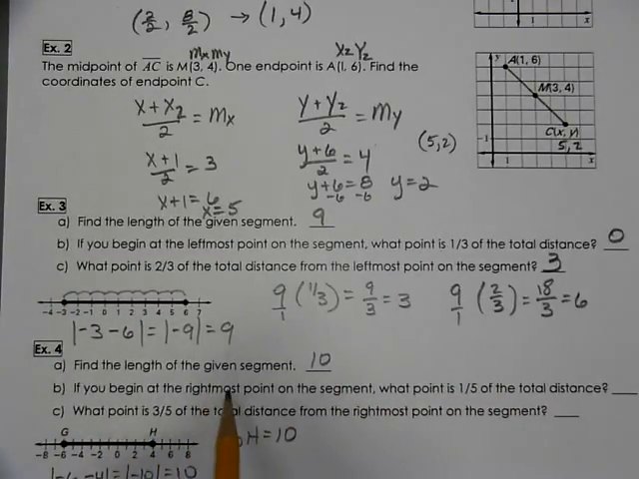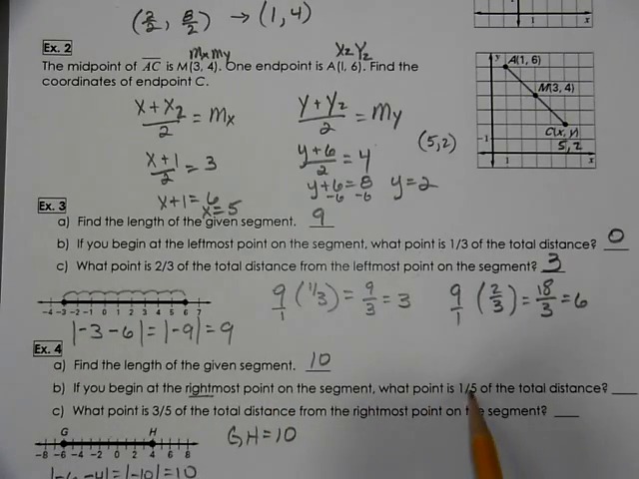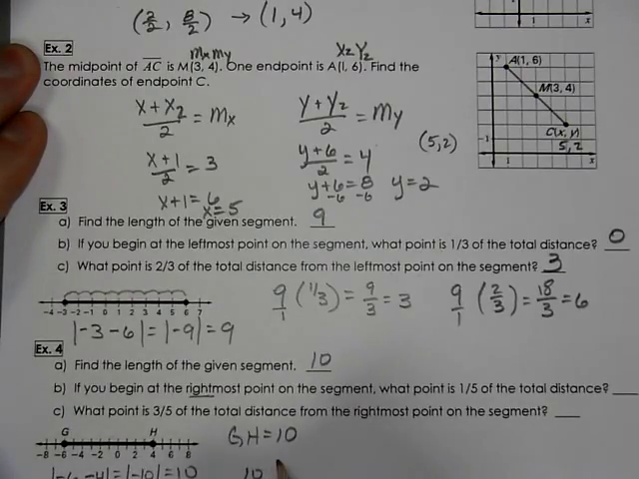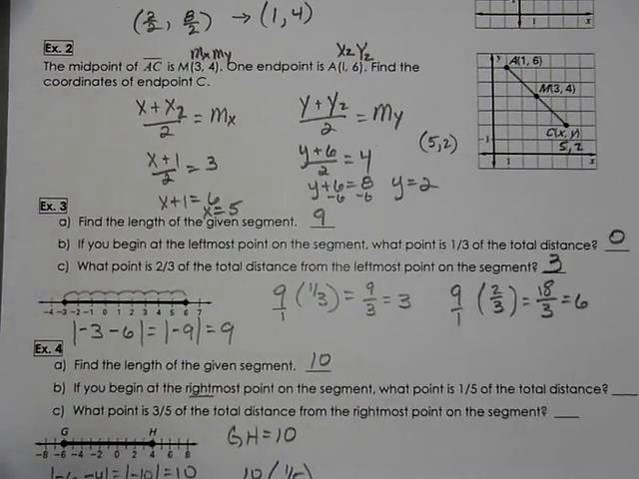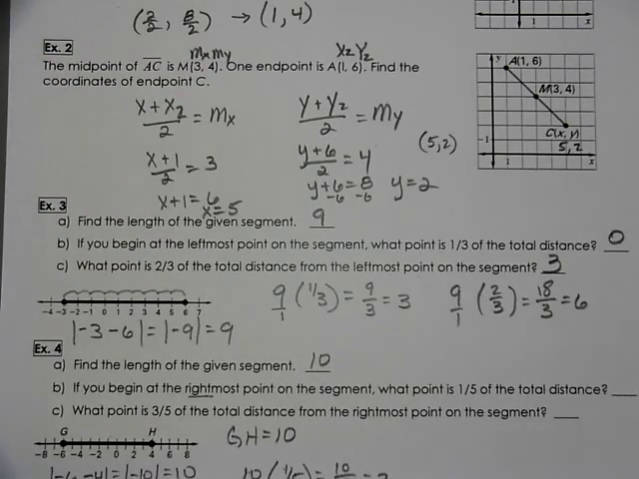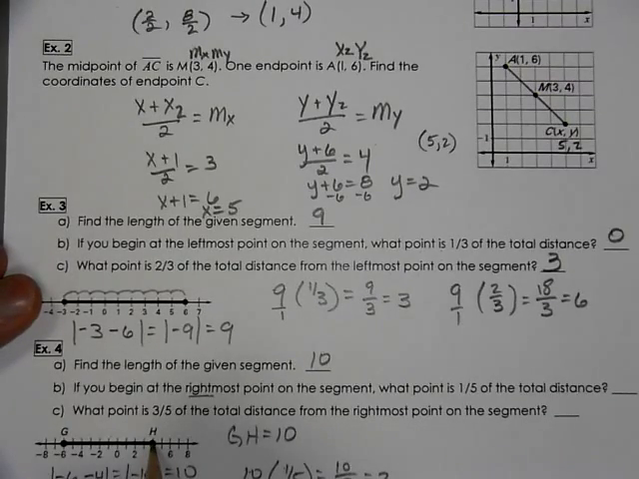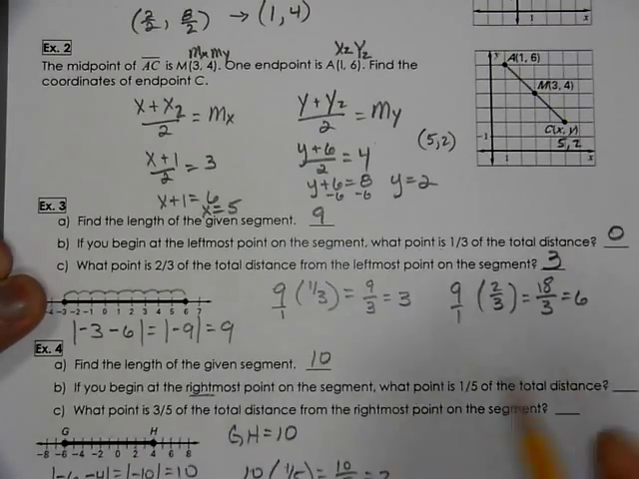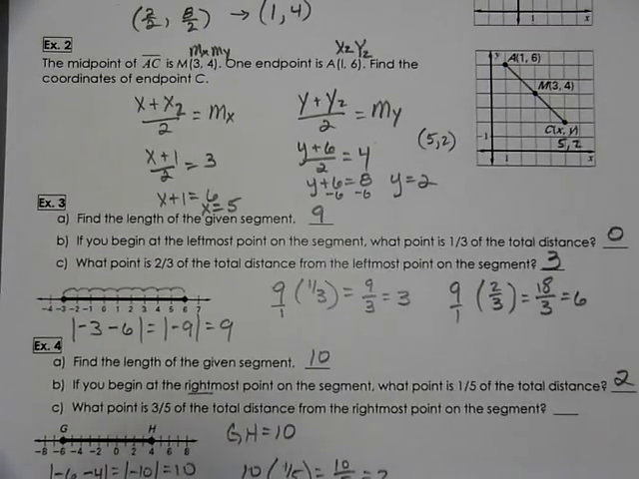If you begin at the rightmost, watch that word, rightmost point on the segment, what is 1/5 of that distance? So we're going to take the 10 and we're going to multiply it by 1/5. So if we turn this into a fraction and multiply the top numbers, multiply the bottom numbers, we're going to get a value of 2. 2 is 1/5 of 10. So now from the rightmost point we have to count 2 locations, which takes us actually to the number 2.